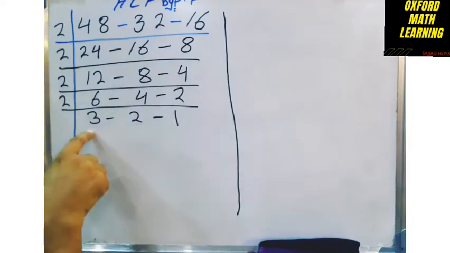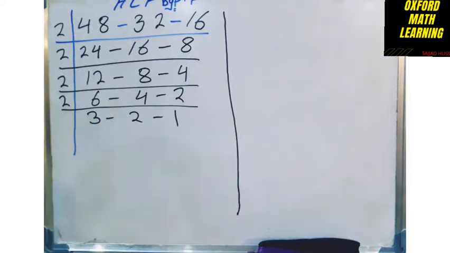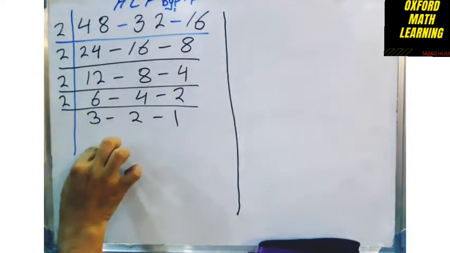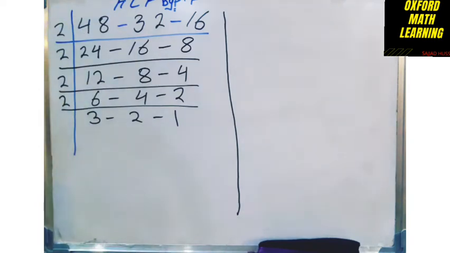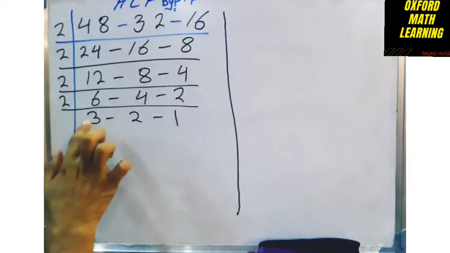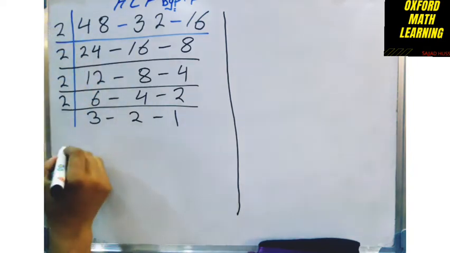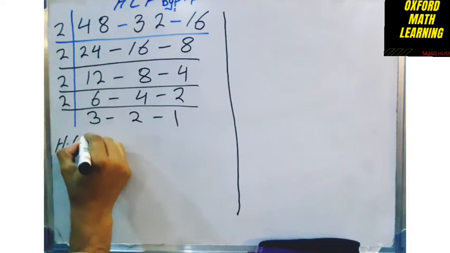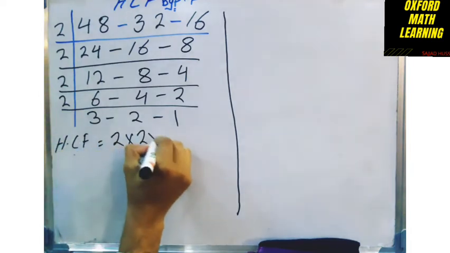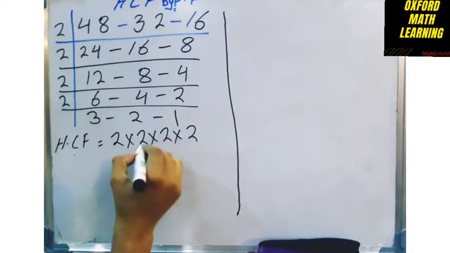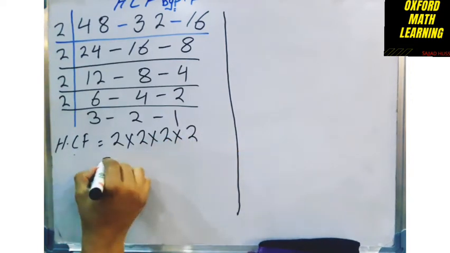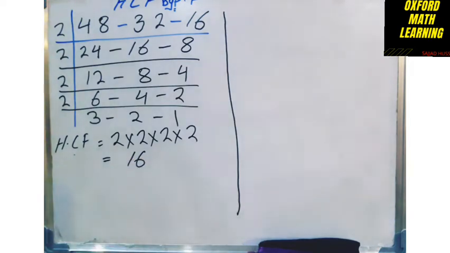Now from this point, they are divisible by 3 and 2, so we will leave them here for HCF. We divide until a single number divides all the numbers 48, 32 and 16. So our HCF is 2 into 2 into 2 into 2. We multiply: 2 into 2 is 4, 4 into 2 is 8, 8 into 2 is 16. Our HCF is 16. This is our first method.